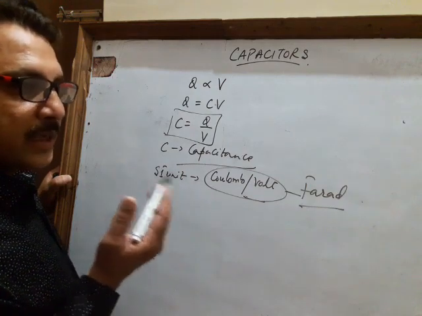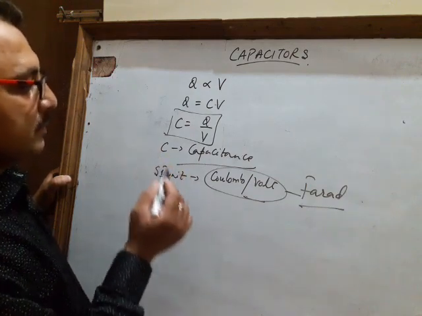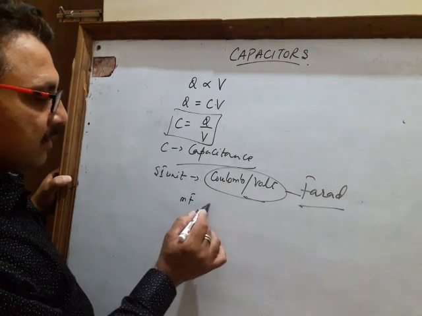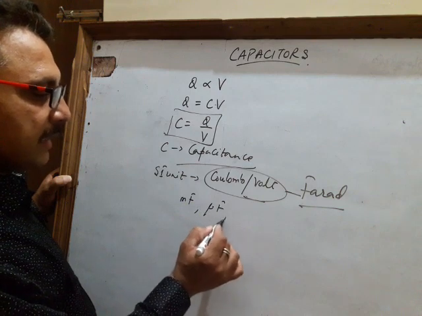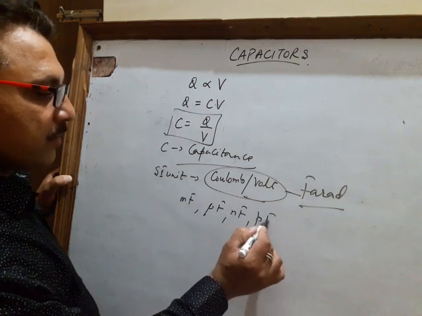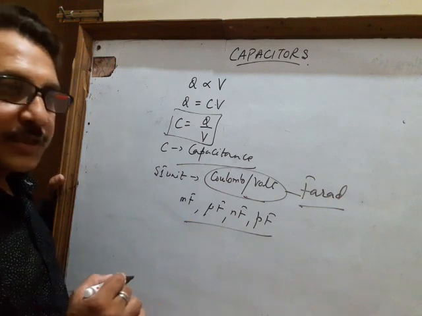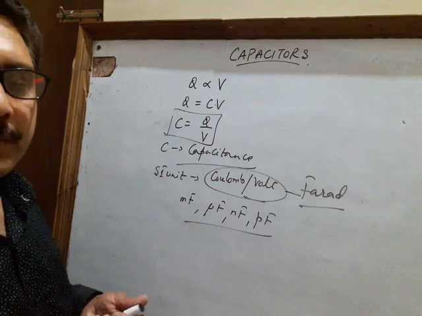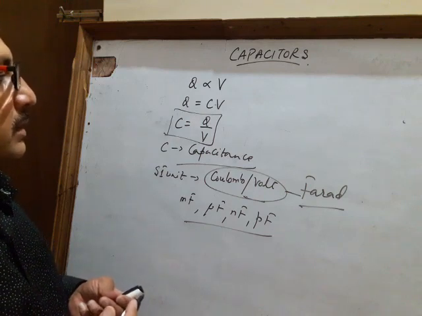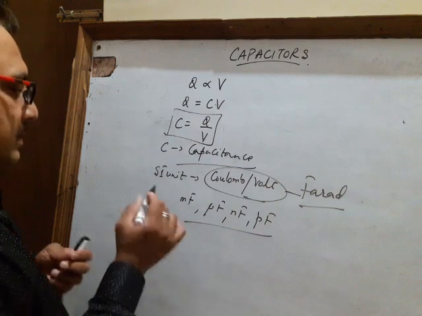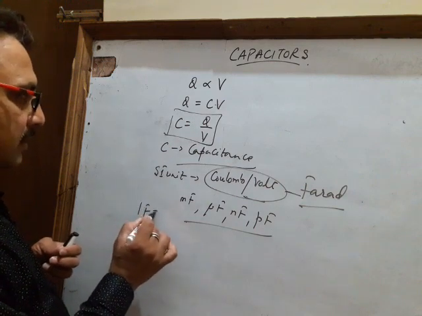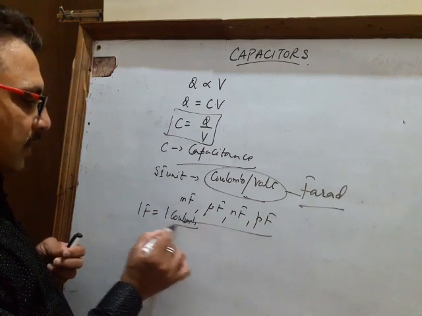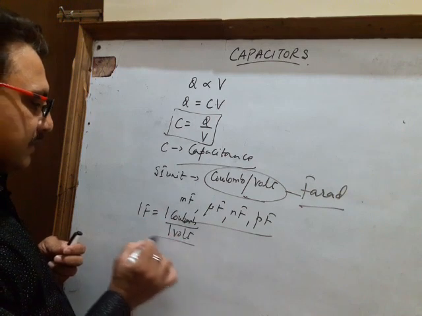1 farad is a big amount of capacitance. Smaller units can be millifarad, microfarad, nanofarad or picofarad. So this is the first definition and first formula for capacitance. You can say 1 farad is equal to 1 coulomb upon 1 volt. This is 1 farad.